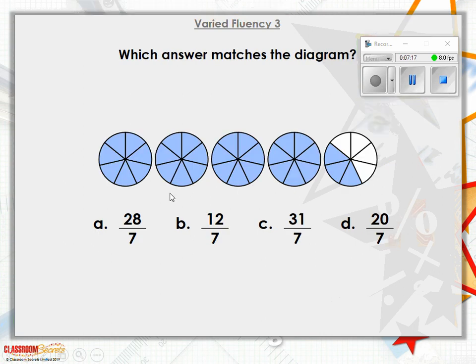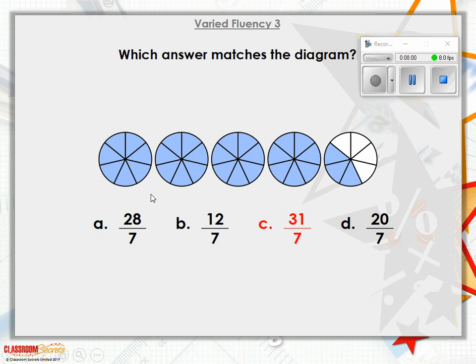Now here we've got a diagram. We have to match that diagram up to one of these improper fractions. Now they're all sevenths at the bottom, because each part has been divided up into 7 equal parts. So what you need to think about is the top number here, how many parts have been shaded. That's what your numerator is at the top. And your answer is 31/7, because 31 parts have been shaded.